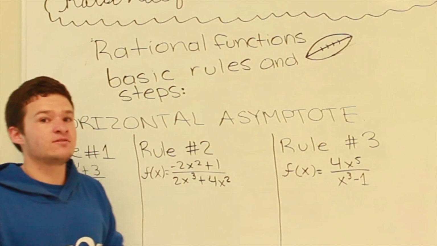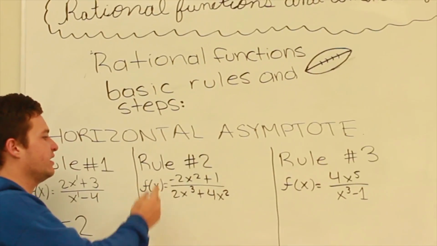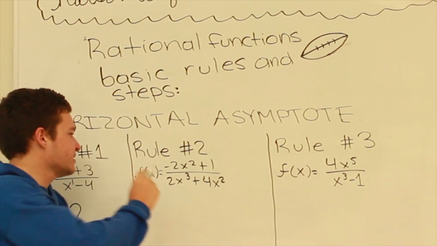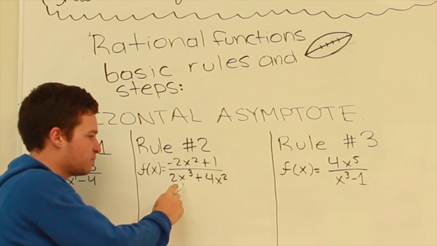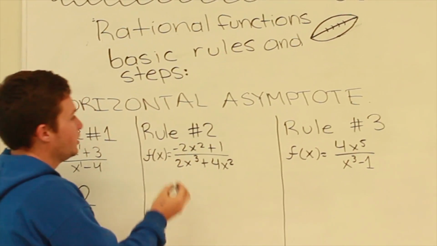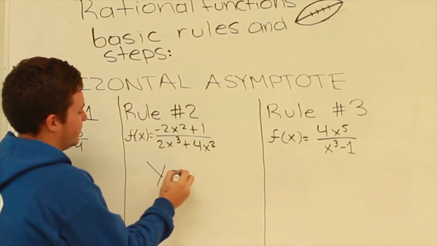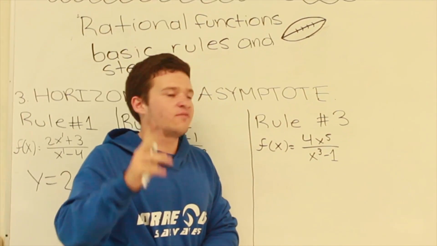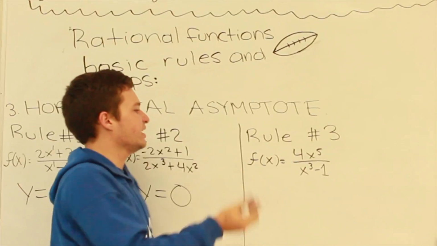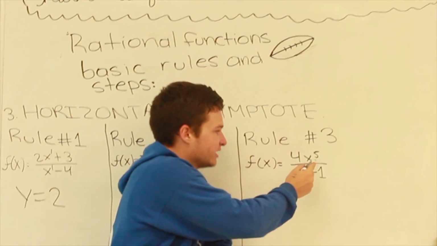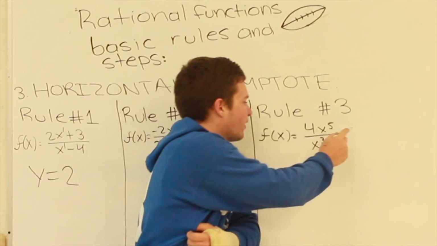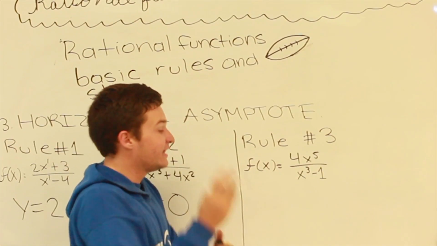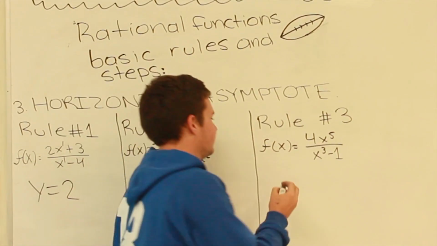The second rule of how to get a horizontal asymptote is if the highest exponent of your numerator is smaller than the highest exponent of your denominator, your horizontal asymptote will be 0. And the last rule is if the highest exponent of your numerator is greater than your highest exponent in your denominator, then we don't have a horizontal asymptote.